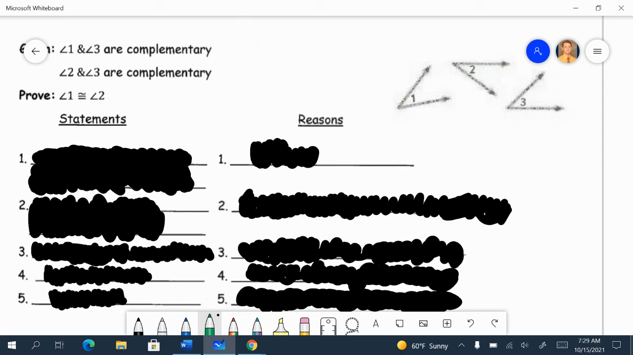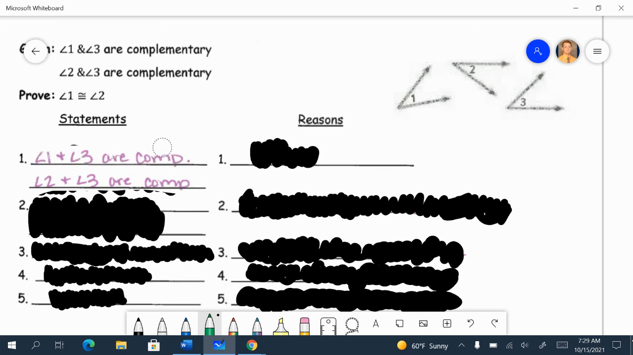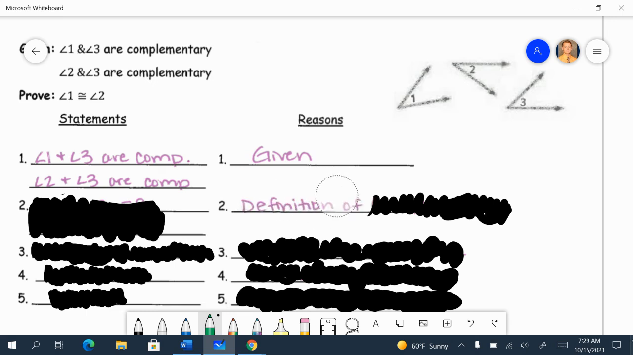So let's write down our givens first. 1 and 3 are complementary and 2 and 3 are complementary. And that's our given. Give you a second to write those down. Okay, so now that we know those are complementary, we have to define complementary. That's one of our vocab words in our given, and I've said this before. If you see a vocab word up there, you're probably going to be defining it or using a theorem with it in the name. So for this one, if they're complementary, we're going to use definition of complementary.